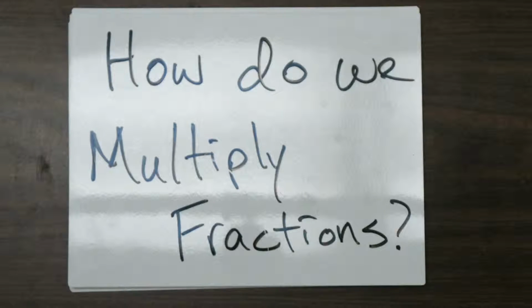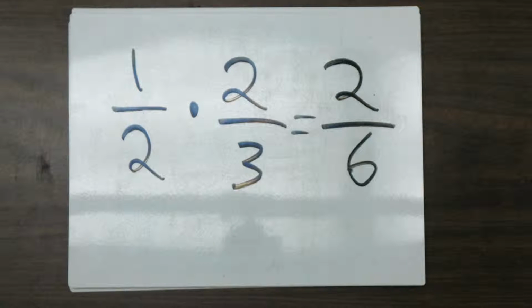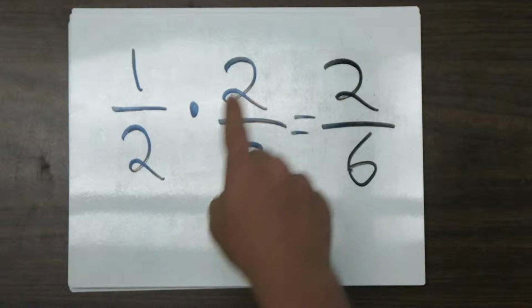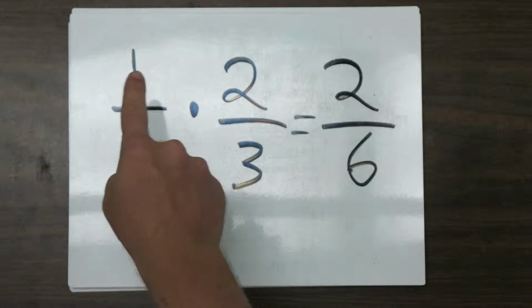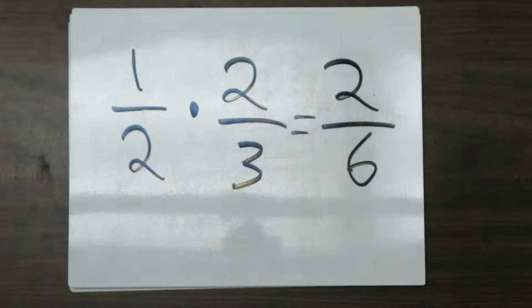All right, today's topic is how do we multiply fractions? So multiplying fractions is actually pretty easy. All you're gonna do is just multiply straight across. So in this example, 1/2 times 2/3, we're just gonna multiply 1 times 2 to get 2, and 2 times 3 to get 6. And our answer is 2/6.